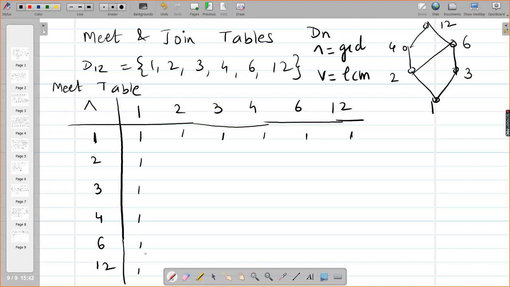Then GCD of 2 and 2 will be 2 itself. GCD of 2 and 3, see what it is here. So they are non-comparable elements. You have to go down and see the first element to which both of them are connected. So it is 1. 2 and 3 are co-prime to each other. Their GCD is 1. Now 2 and 4.